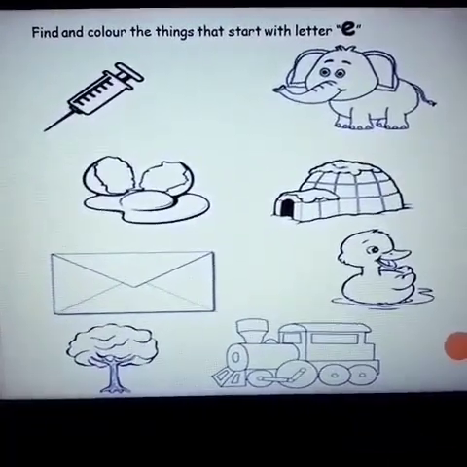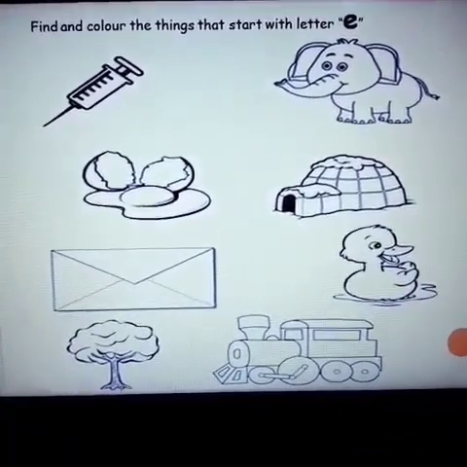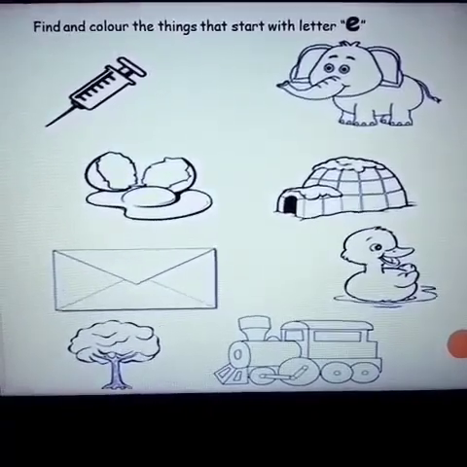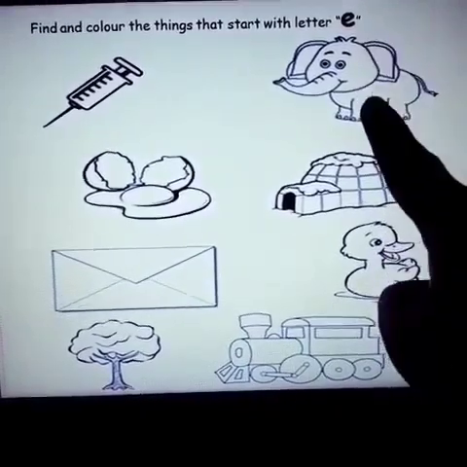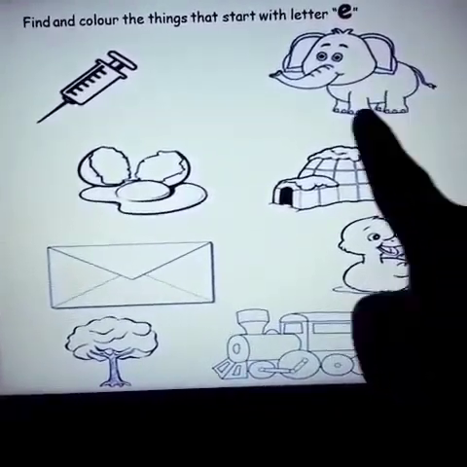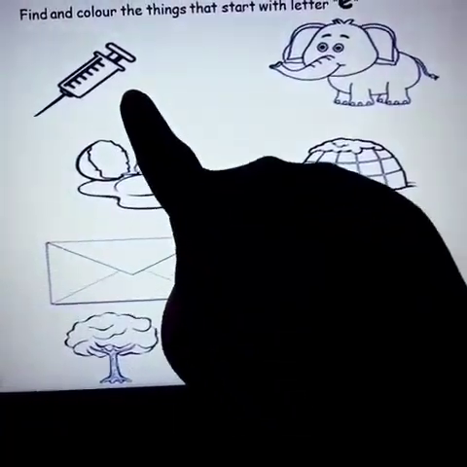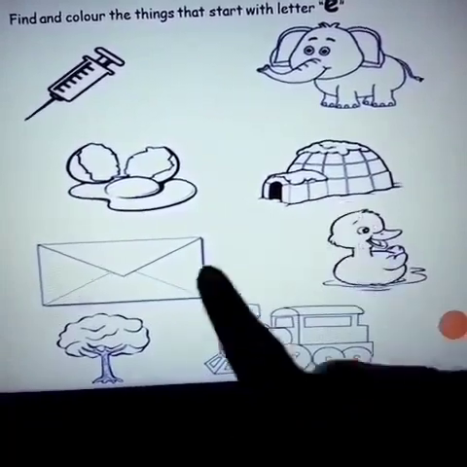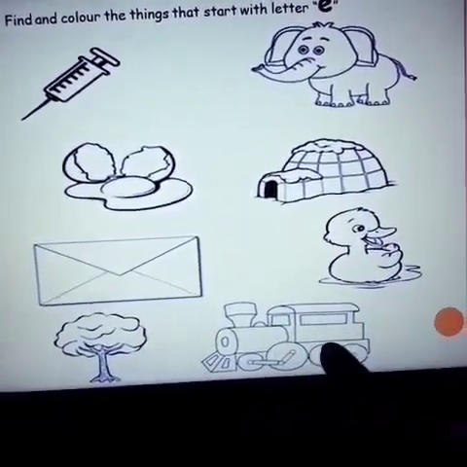Last worksheet is find and color the things that start with letter A. On this worksheet you have to color the friend of letter A. For example, A, elephant, you will color the elephant and then find the other friends also. It's injection, elephant, egg, igloo, envelope, duck, tree, engine. That's it.